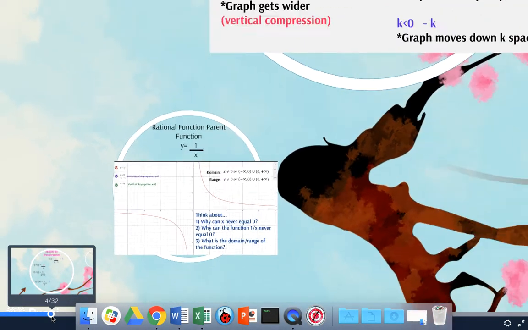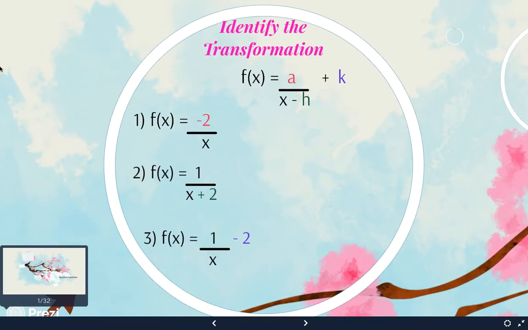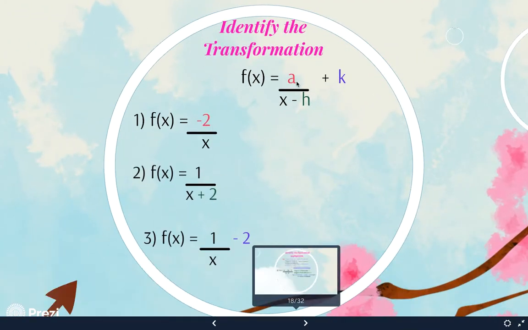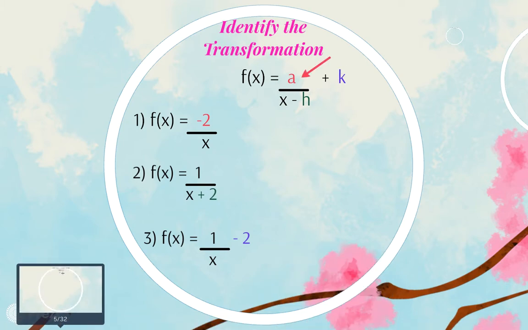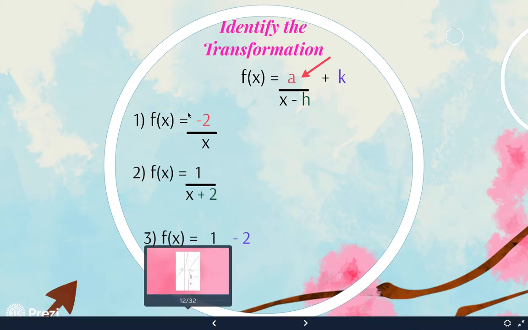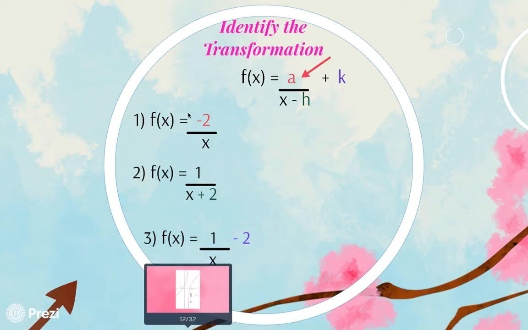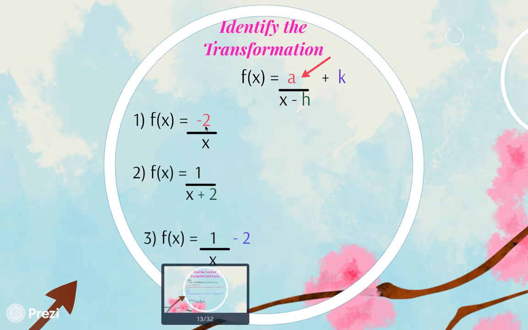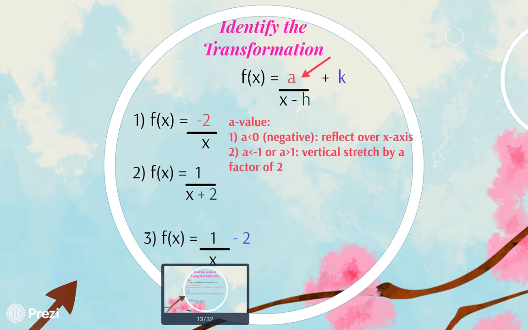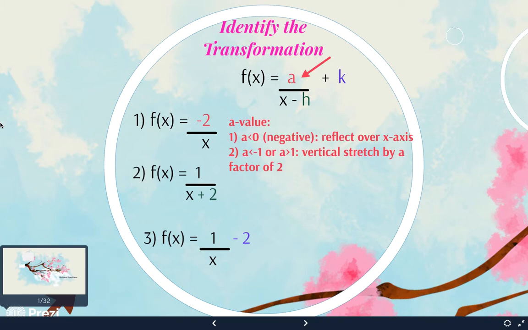Let me go back. Alright, so for this first one, we have a -2 in the numerator. So is that an A, an H, or a K? Holy hot dog, you guys are so smart. It is an A value. Okay, and since the A value is negative, what is the graph going to do? It will reflect over the x-axis. So remember, a negative A value reflects over the x-axis. And since this 2 is either less than -1 or greater than 1, which it's less than -1, it will be a vertical stretch because it gets skinnier. Yay! So that is the transformation. Awesome, right? All right, example 2.